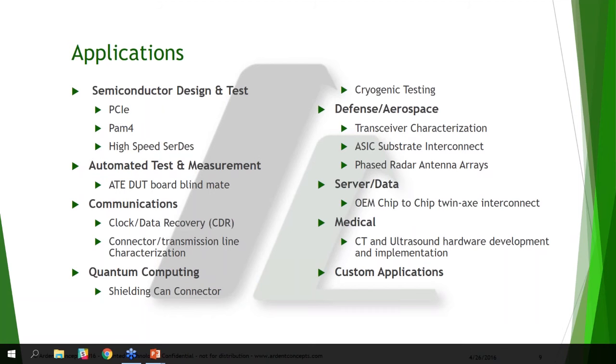at cryogenic temperatures. We also have a lot of defense and aerospace applications. We make connectors for phased antenna arrays. We use this technology to test ASIC substrates directly. So instead of using a probe card, they just put coaxial connections right up to an ASIC substrate. We're adapting this technology to be a chip-to-chip twin-ax interconnect, which will be available shortly.